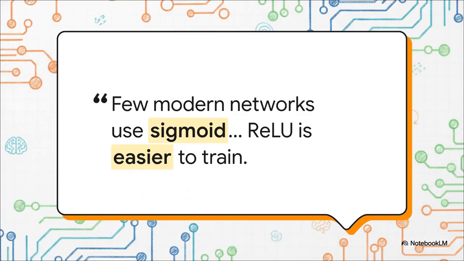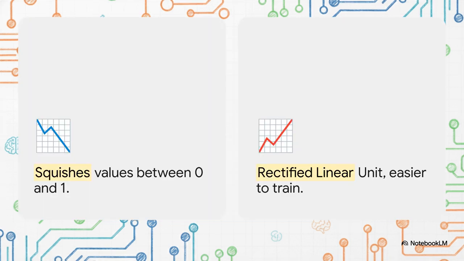Fun fact for you, deep learning expert Leisha Lee points out that the sigmoid function is kinda old school now. Nowadays, modern networks mostly use a function called ReLU. Why? Because it's just way easier to train.